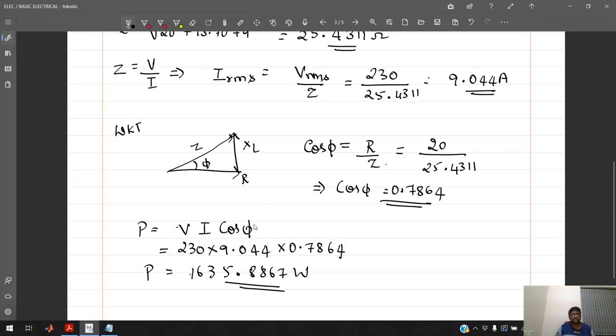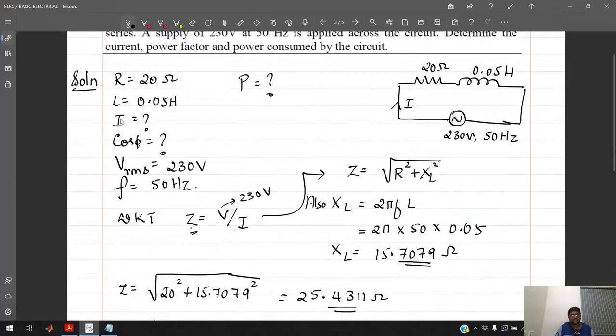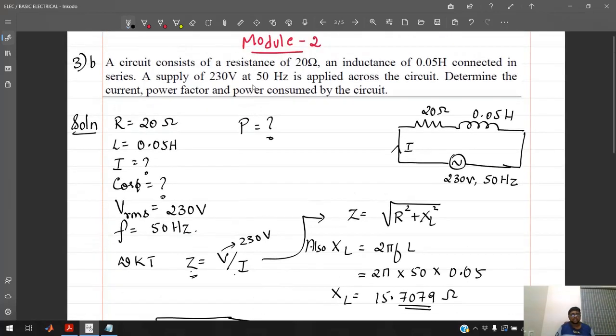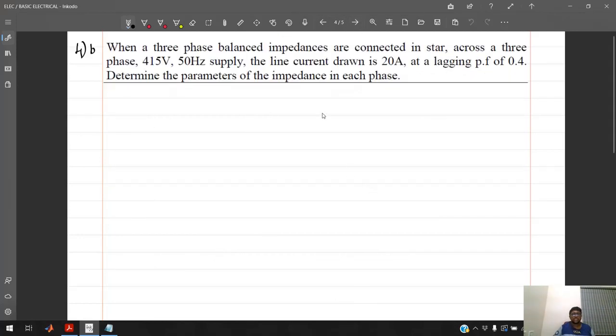So all three questions you have solved: I, cos phi, as well as the power consumed by the single phase AC circuit. So this is how you're going to solve the question of an AC circuit. Next, let us solve the next problem, which is 4B. Again, it is from the same module, the second module, and it is of a three-phase AC circuit.